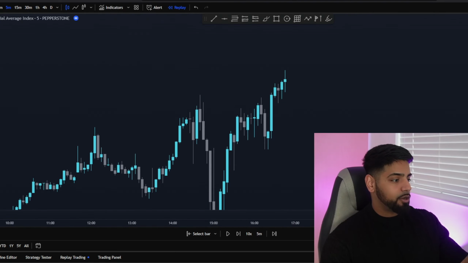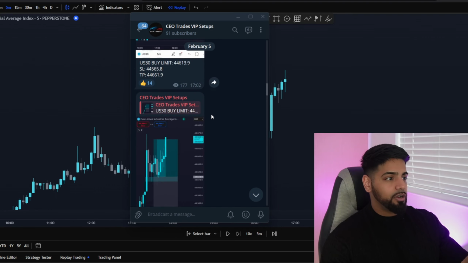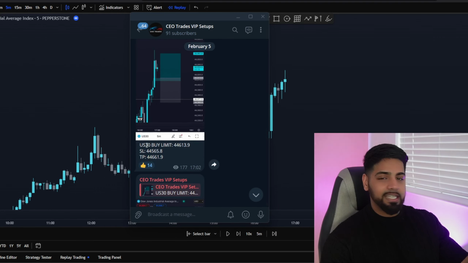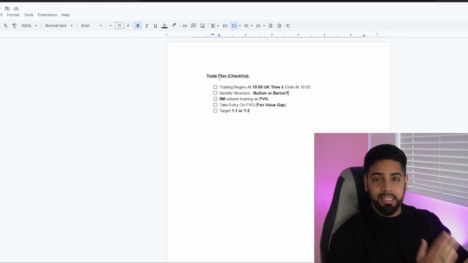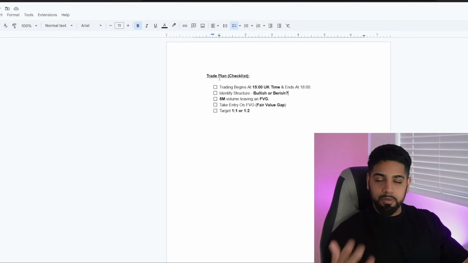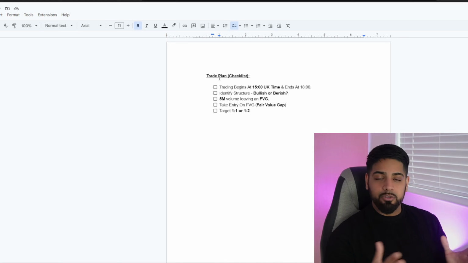Here we are inside of the VIP group. As you can see, on February 5th, I sent this US30 buy limit. Now, the reason why I sent this buy limit is because if we go over to the checklist, we can see that this is the trading plan that I was following. Now, if you guys simply follow this trading plan, you're going to be able to mark up A+ setups, which you can then use to execute in the live markets.